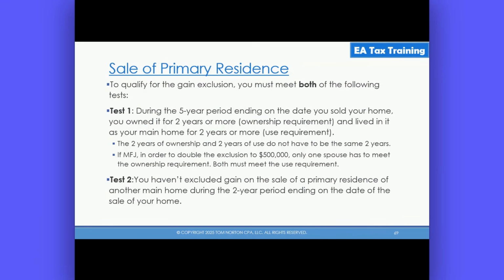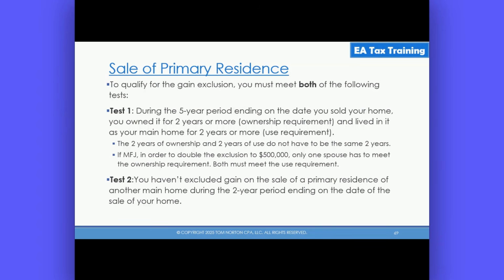If you are married filing jointly, in order to double the exclusion from $250,000 to $500,000, only one spouse has to meet the ownership requirement, but both spouses have to meet the use requirement. So that's the first test. Ownership and use for at least 2 years out of the last 5 years. Second test, you haven't excluded gain on the sale of a primary residence of another main home during the 2-year period ending on the date of the sale of your home. In other words, you can only do this once every 2 years. If you just excluded a gain a year ago, you cannot exclude another gain now. You have to wait at least 2 years.